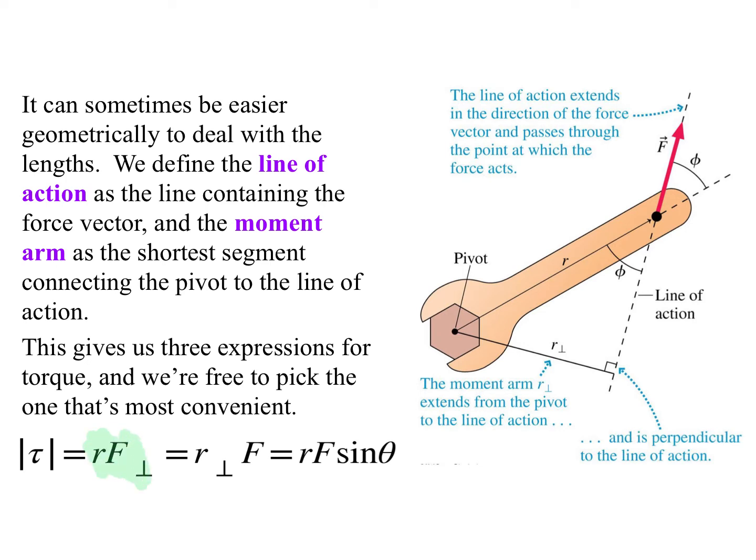We can take the components of the force and take the perpendicular component. We can also say that it's R perpendicular times F, the moment arm times F. Or we can say that it's the size of R times the size of F times sine of the angle between them, which your book is calling phi, so I'll also call phi.